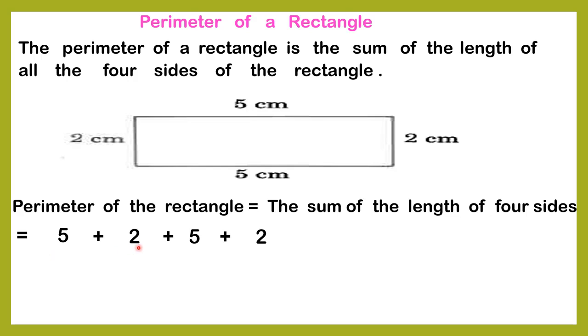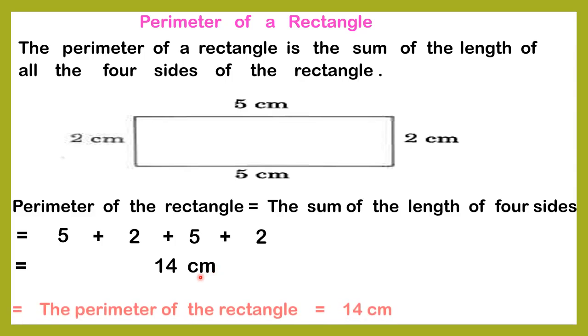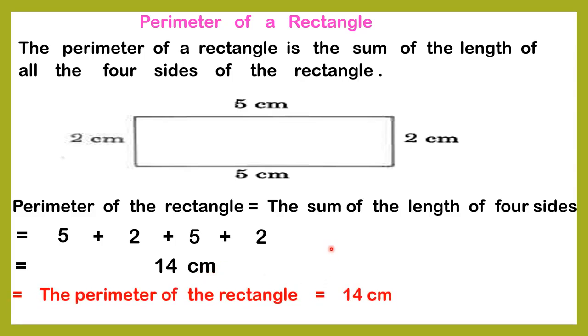5 plus 2 is 7. 7 plus 5 is 12, plus 2 is 14. So the answer is 14 centimeter. So the perimeter of this rectangle is 14 centimeter. I hope, children, you have understood the meaning of perimeter and how to find it out. One more example, perimeter of a square.